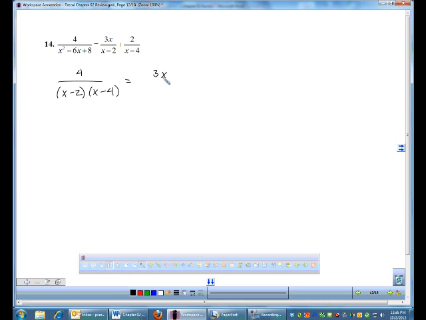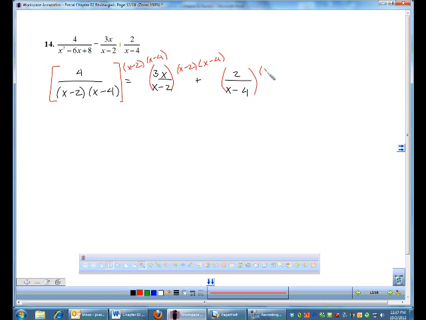equals 3x. I'll write all the rest of it down. And I'm going to leave a little bit of room there. That'll give me some room to do some work. And first thing I'm going to do is multiply everything by the common denominator, which for this problem is x minus 2, x minus 4. Multiply by x minus 2, x minus 4.